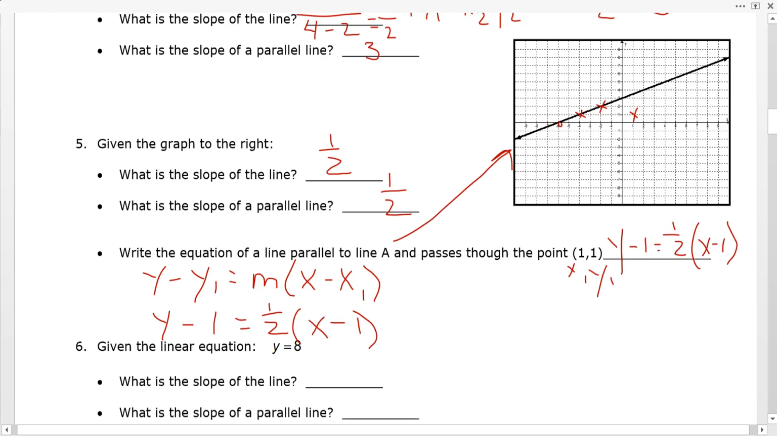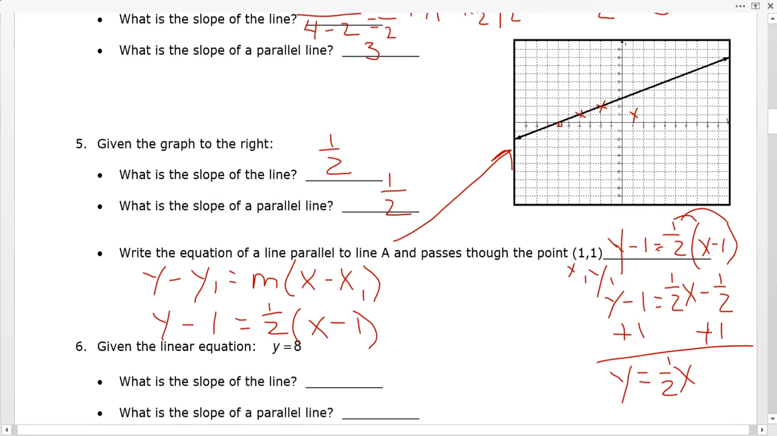And if I wanted to simplify it to make it slope-intercept form, which it doesn't ask for, but we'll do it anyway, I would distribute. So I would have y minus 1 equals 1/2 x minus 1/2. I would add 1 to both sides. I would end up with y equals 1/2 x plus 1/2, because minus 1/2 plus 1 is going to be 1/2. So same equation, different form. These are the same. Okay, let's look at the next one.